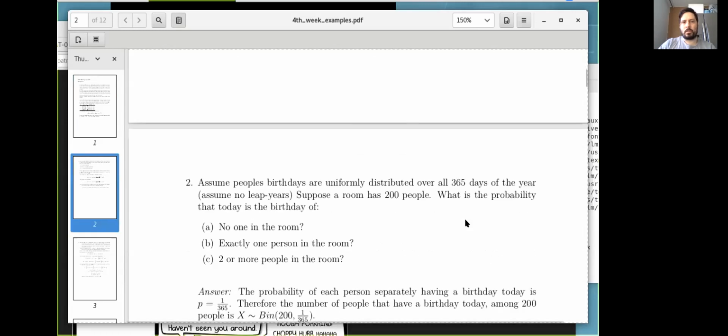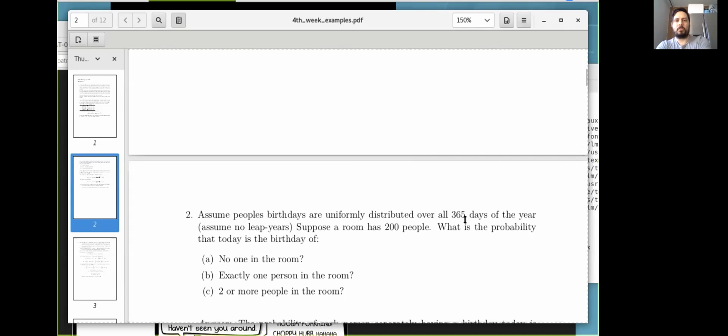The second question was a very common situation for probability calculus courses. Assume that people's birthdays are uniformly distributed over 365 days of the year. We assume that no leap year is in question. Suppose a room has 200 people. What is the probability that today is the birthday of, in case A, no one, B, exactly one person, or C, 2 or more people in the room?